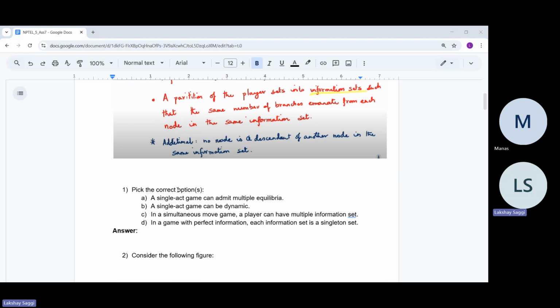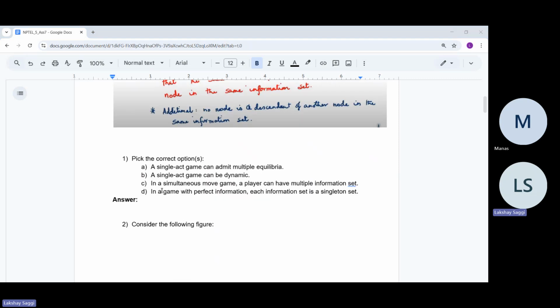So the first question is, again, just as a warm up, a more theoretical question. Pick the correct options. Maybe we can go option by option. So option A says that a single act game can admit multiple equilibria.